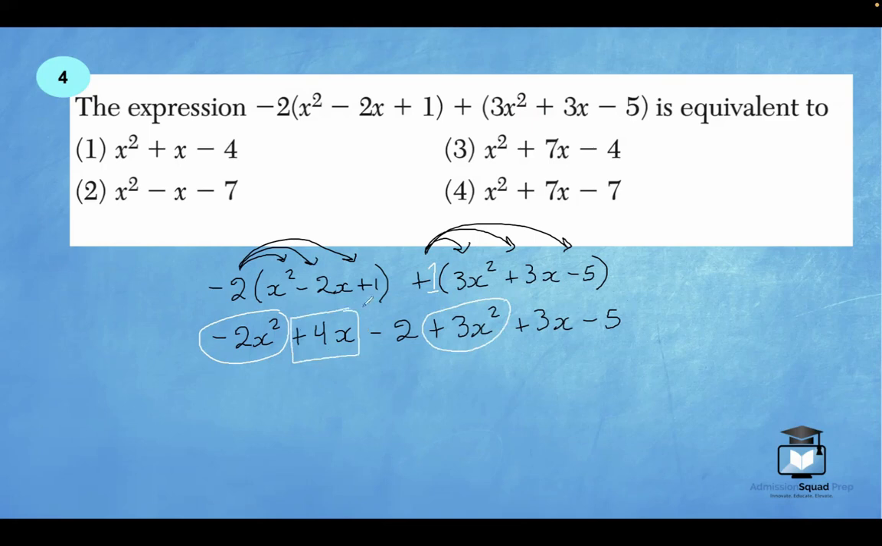4x is a like term with positive 3x, and negative 2 is a like term with negative 5. When we combine these like terms, we have positive x squared, because 3 minus 2 is 1, so we have 1x squared, which is the same thing as x squared. 4x plus 3x is 7x, and negative 2 minus 5 is negative 7. We say when signs are the same, we add and keep the sign. So it is clear that the correct answer is choice 4.